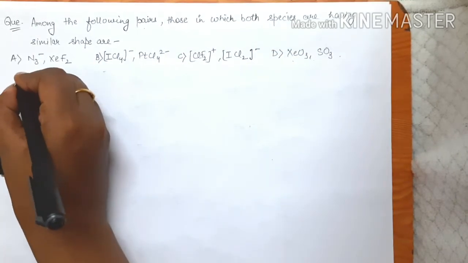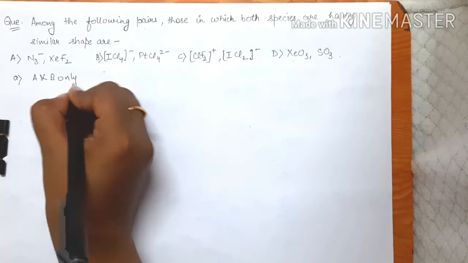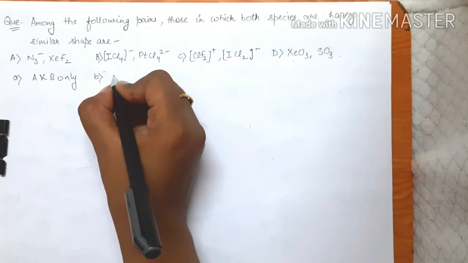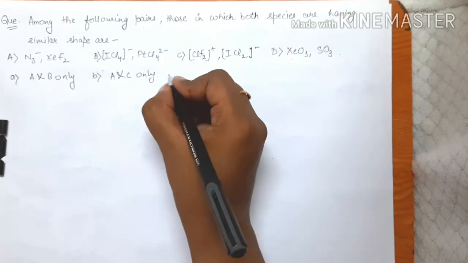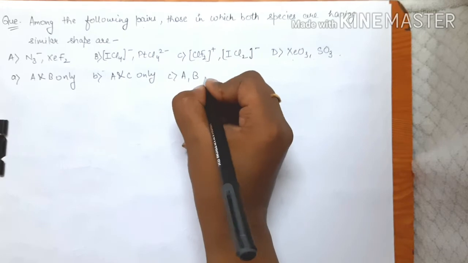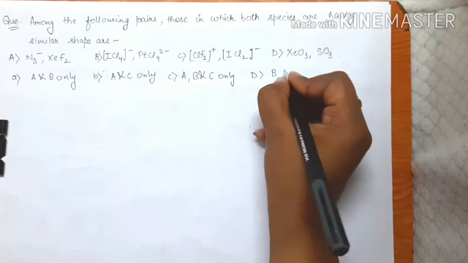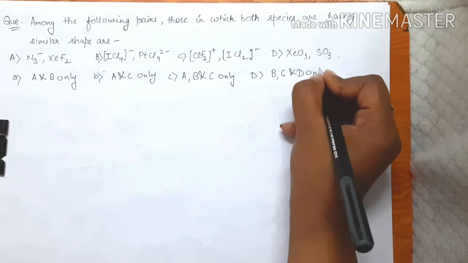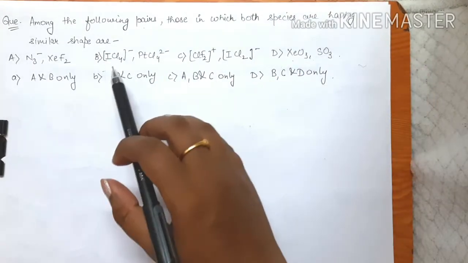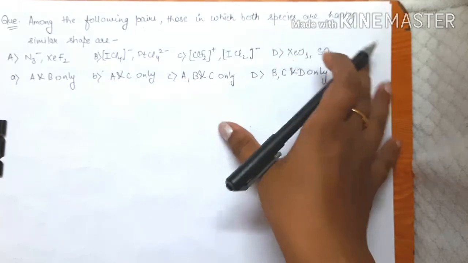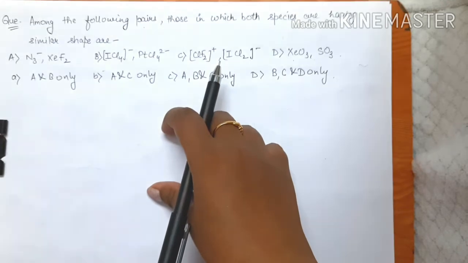So there were four options given. First option was A and B only. Second option was A and C only. Third option was A, B and C only. And fourth option was B, C and D only. These were the four options given. So basically we have to find out the pairs which are having similar shapes. One by one we are going to discuss each of the following species and their shapes.